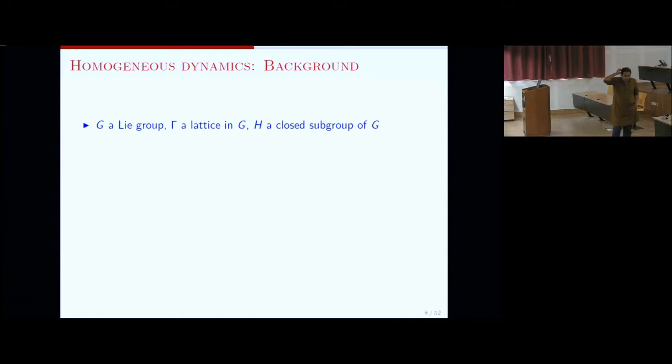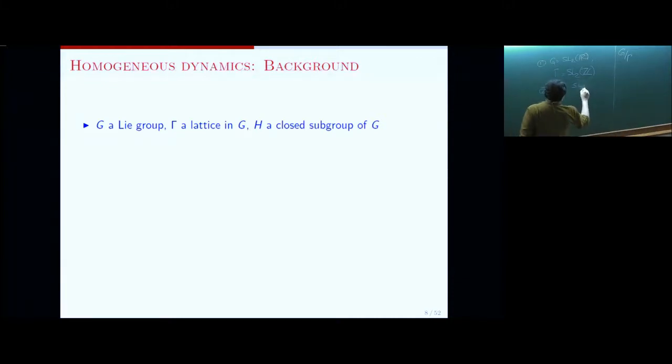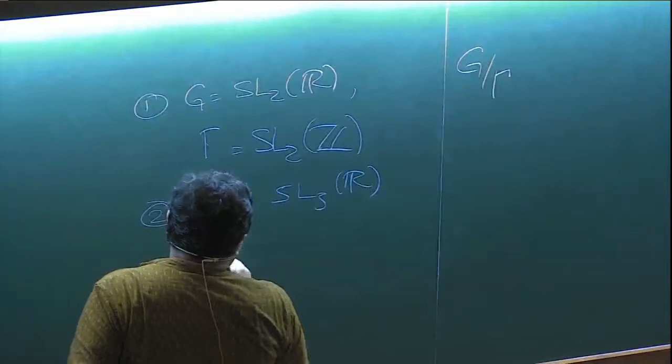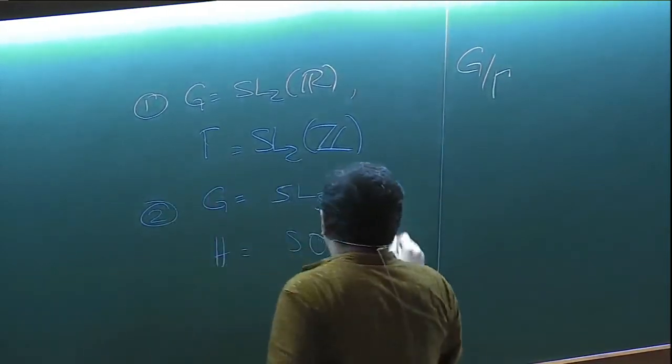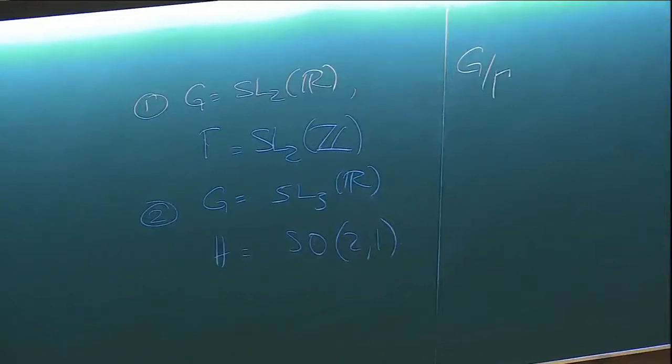Sometimes, Dani has also very profitably studied homogeneous spaces where G is SL3R and H is SO(2,1), the stabilizer of an indefinite quadratic form of signature 2-1. The space G mod H, up to scaling, represents the space of all such quadratic forms. Dynamics on this space can be profitably viewed to give us information on the quadratic forms. So this is a theme which we'll come back to.